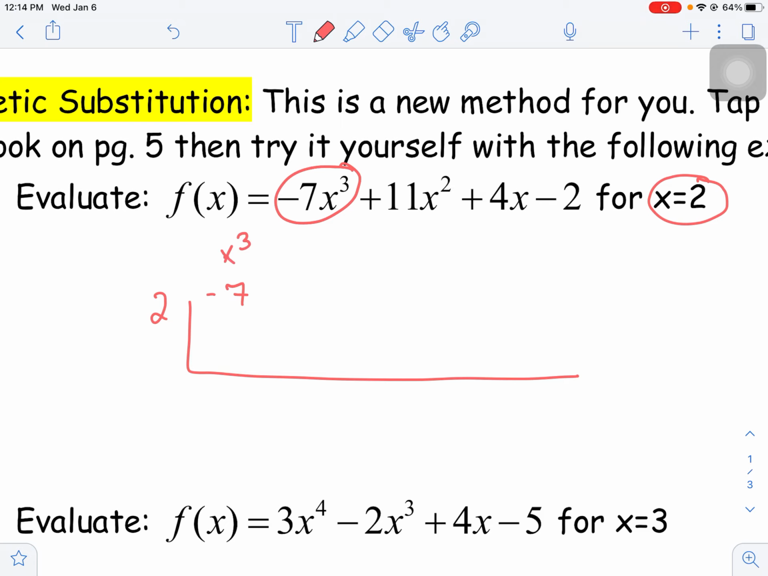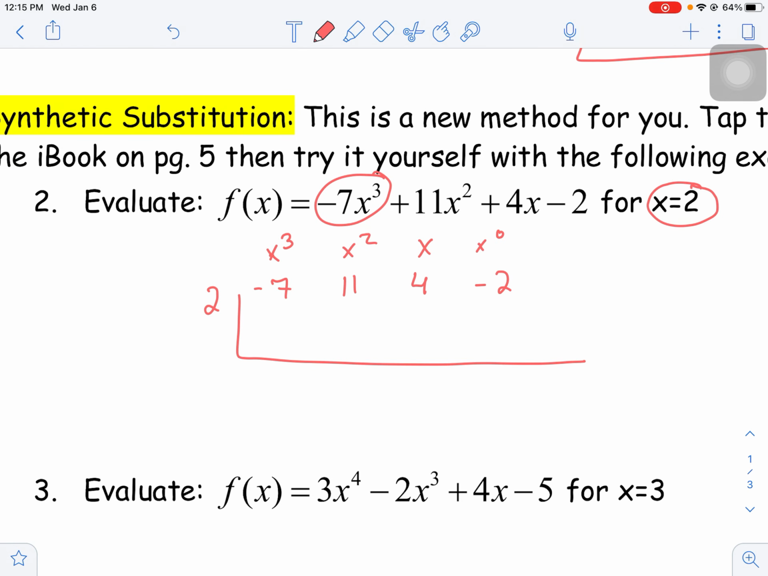This is our x cubed. So then we're going to put x squared next, and then we're going to put just x, which is 4. And then x to the 0 power, right? This is going to be negative 2. And then here's the method. After you fill all of these in, you drop down the first term and just make it negative 7.